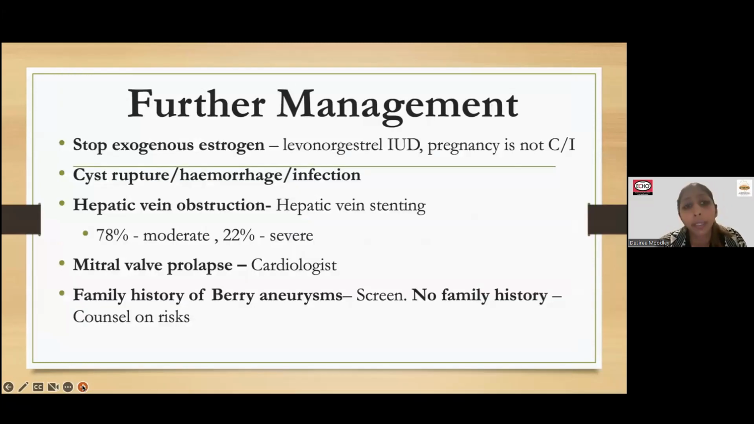So in terms of stopping the exogenous estrogen, if it's a female of childbearing age, she could be on a levonorgestrel IUD, and pregnancy is not contraindicated. If they have complications such as rupture, hemorrhage, or infection, treat that symptomatically. If they have hepatic vein obstruction, you could consider hepatic vein stenting. So in a study where they looked at how many people had this, 78% had a moderate obstruction and 22% had a severe one. If they've got other systemic complications such as mitral valve prolapse, refer them to a cardiologist. Family history of biliary aneurysms, then you're going to screen them. No family history, then you'll counsel on risks.